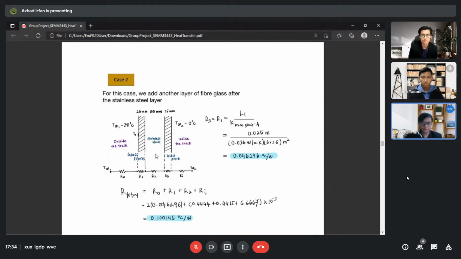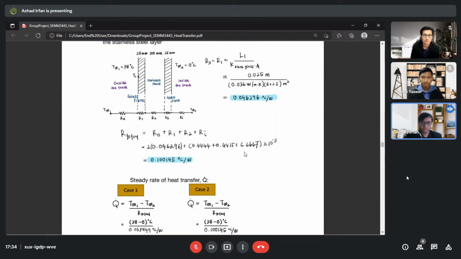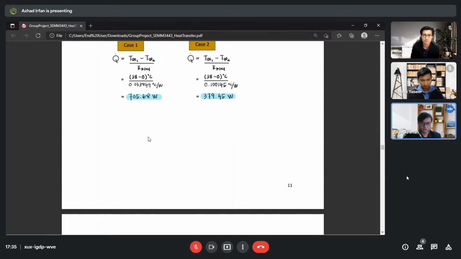Now for case 2, same as before, we just add another layer of fiberglass after the stainless steel layer. R1 is equal to R2. Using this equation, we obtain this value, and then we add them up. For the steady rate of heat transfer, we use this equation: T infinity 1 minus T infinity 2 over R total, and this is for both cases. You can see the difference here.